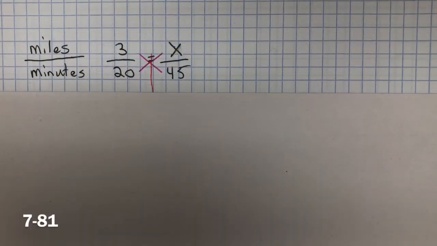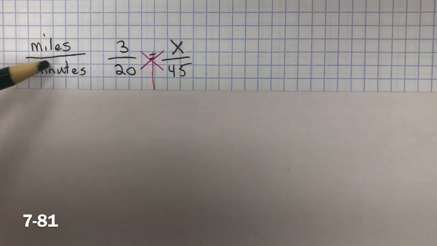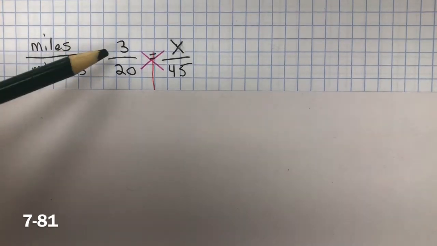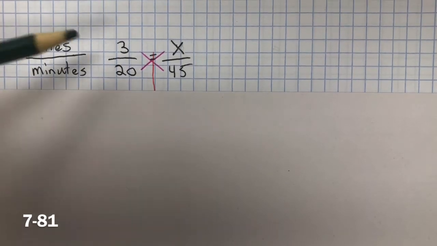In 781, Aja and Emily were riding their skateboards. They knew they could ride 3 miles in 20 minutes. So we're setting it up as a proportion, miles to minutes. And it's very important that you use labeling because that helps you organize your work. So how far can the girls ride in 45 minutes?